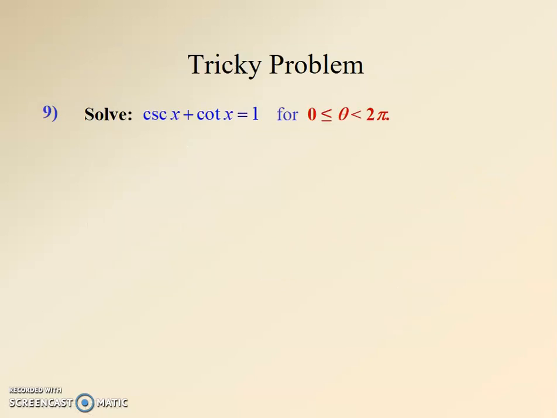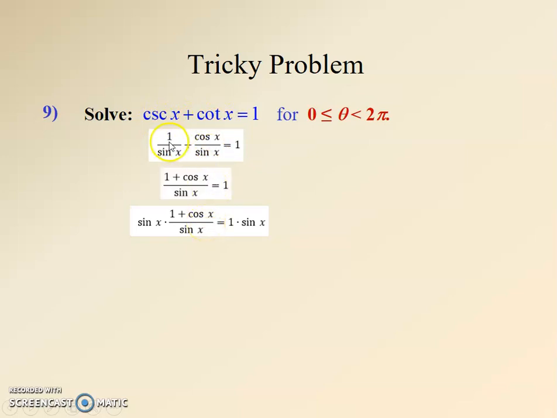For example 9, we'll do something very similar. You've got a cosecant and a cotangent. They're not the same on both sides, or they're not the same trig function either. So I'm going to start by at least changing them both to sines and cosines. So cosecant becomes 1 over sine. Cotan becomes cosine over sine. And then, since they have the same denominator, I'm going to put those two together. And so I get 1 plus cosine over sine equals 1. I'll multiply both sides by sine, and I end up with cosine of x plus 1 equals sine of x.